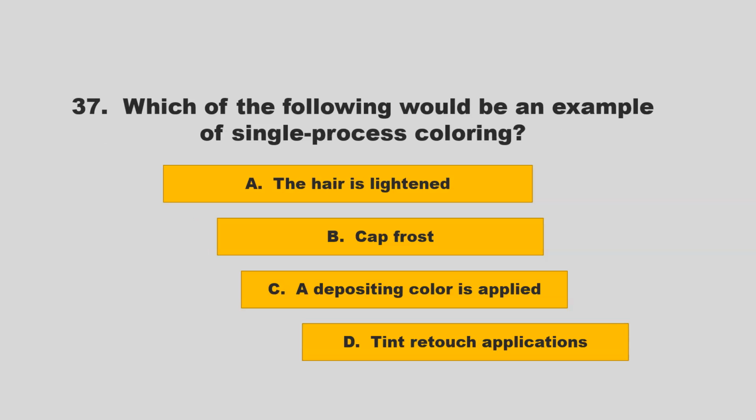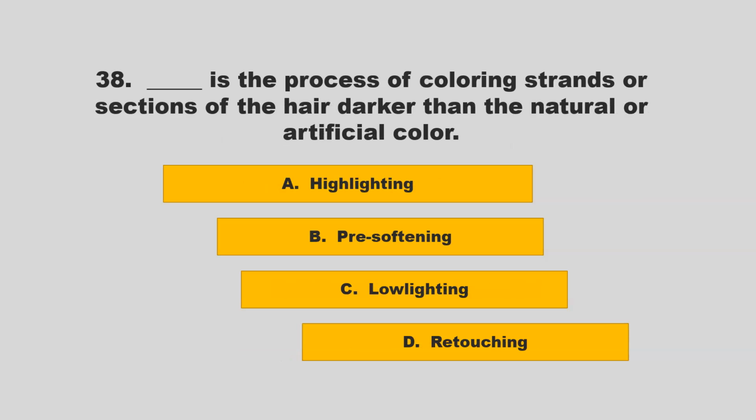Which of the following would be an example of single process coloring? Is it the hair is lightened, cap frost, a depositing color is applied, tint retouch applications? If you chose D, tint retouch applications, you are correct.